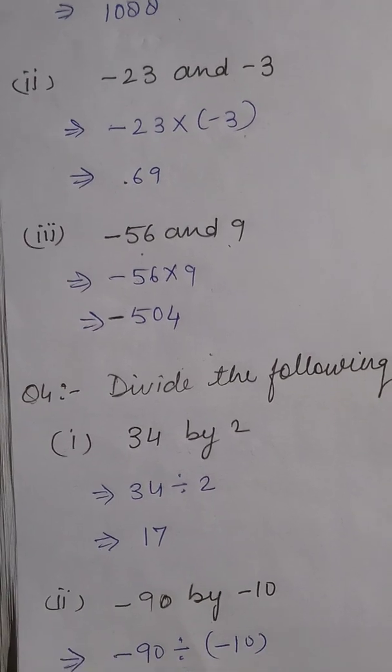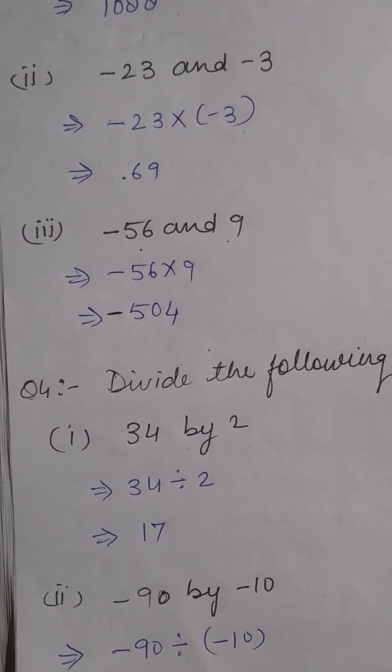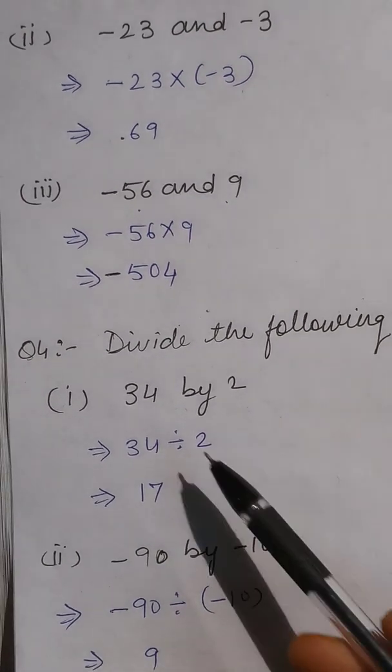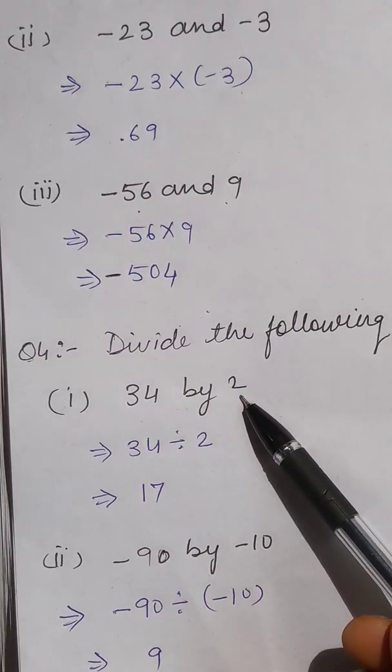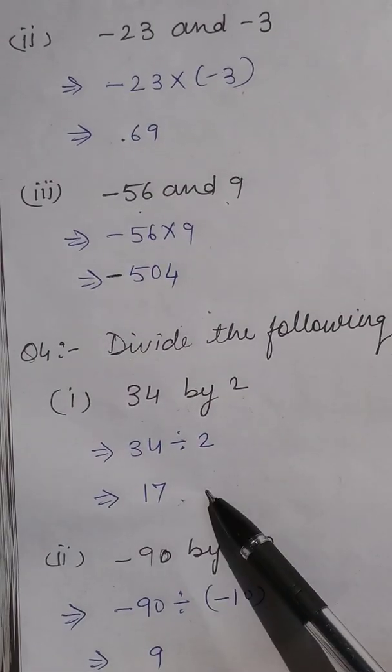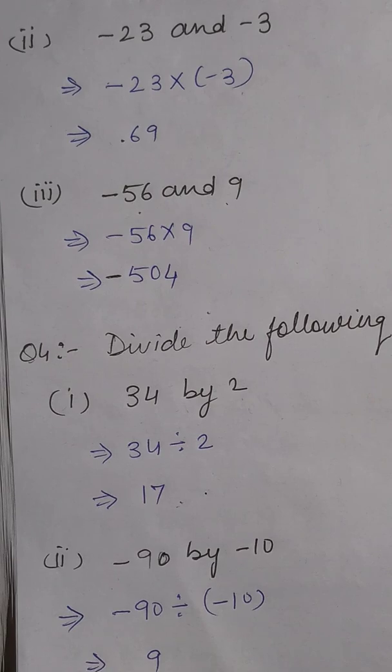Now if we divide two positive integers, we will find a positive integer as a result. For example, if 34 is divided by 2, we will get 17, which is positive. So when we divide two positive integers, we get a positive integer as a result.